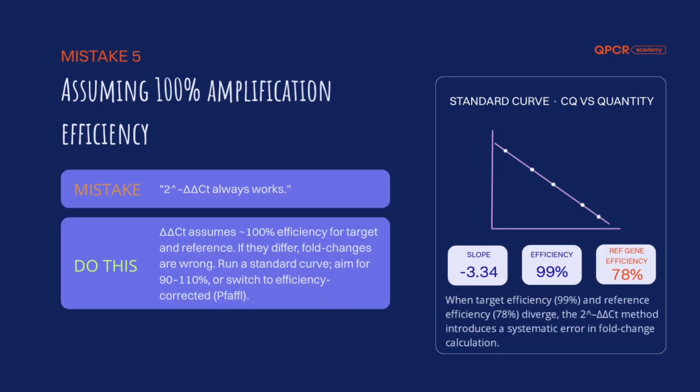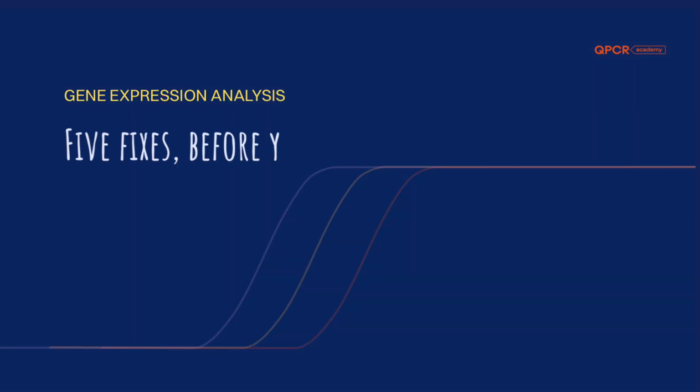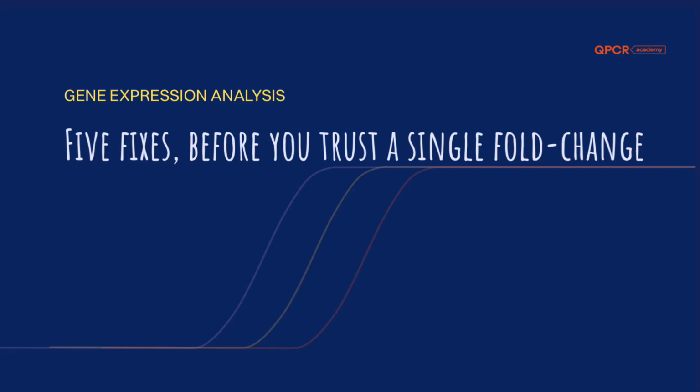Run a standard curve, calculate efficiency from its slope, and aim for a range of 90 to 110%. If your assays fall outside that range or don't match each other, use an efficiency-corrected method such as the Pfaffl model instead. A target amplifying at 99% alongside a reference at 78% is a discrepancy that only a standard curve will reveal. So, 5 checks before you trust a single fold change.